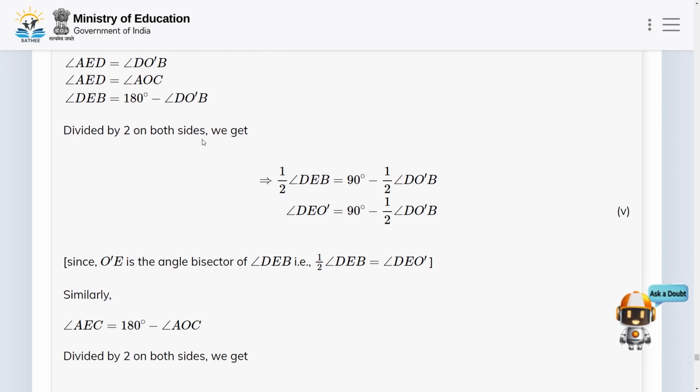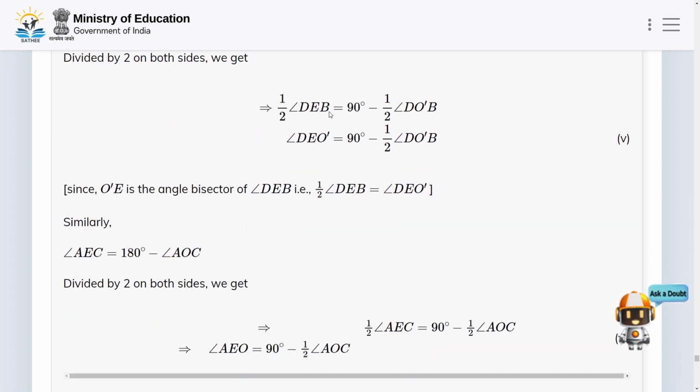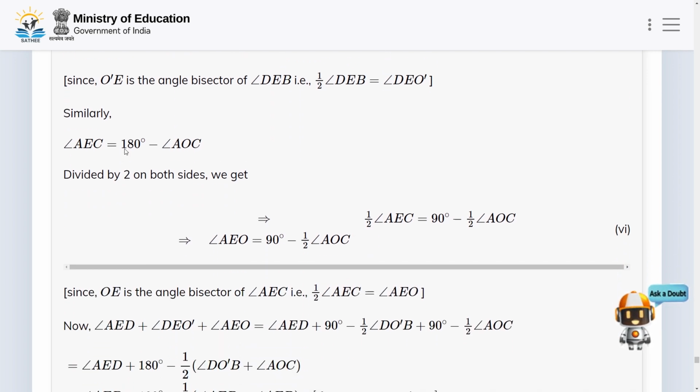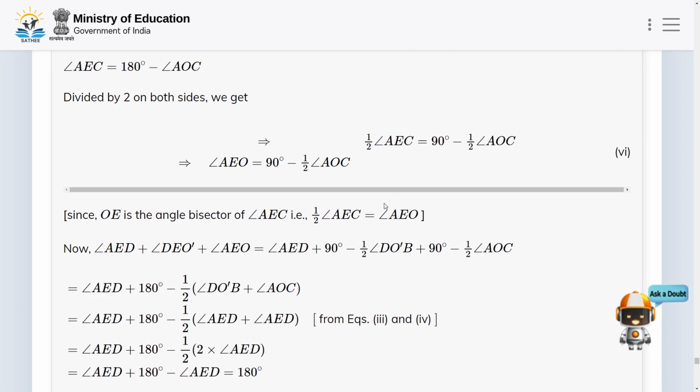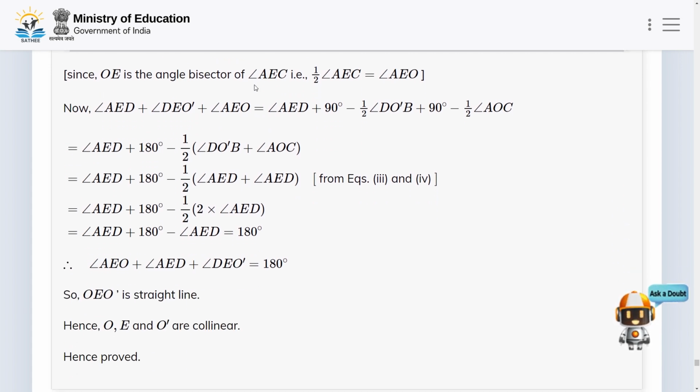Divided by 2 on both sides, we get angle DEB is equal to 90 degrees minus 1 by 2 angle DO'B, and it implies angle DEO' is equal to 90 degrees minus 1 by 2 angle DO'B, since O'E is the angle bisector of angle DEB, that is half angle DEB is equal to angle DEO'. Similarly, this is equal to 180 degrees minus angle AOC, and dividing by 2 on both sides, we get this relation. Naming this equation 6. And since EO is the angle bisector of this angle, half of angle AEC is equal to angle AEO.